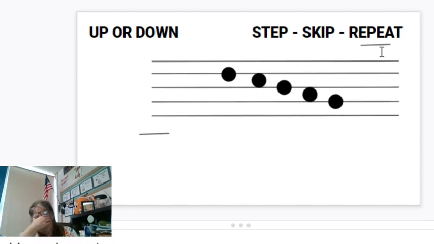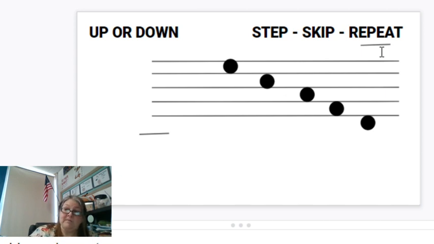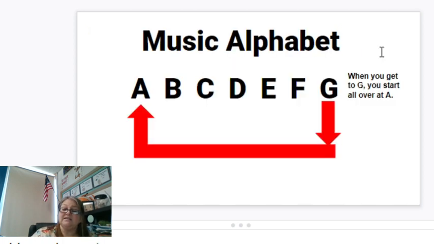Is it going up, down, or repeat? Good, it's going down. Is it going down by step or by skip? It's going down by step. Line, space, line, space, line. Up or down or repeat? It is going down. Is it going down by step or by skip? By skip. It's skipping over the lines. Space, space, space, space, space.